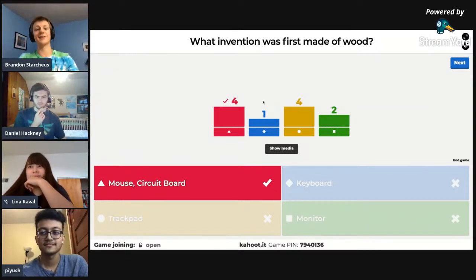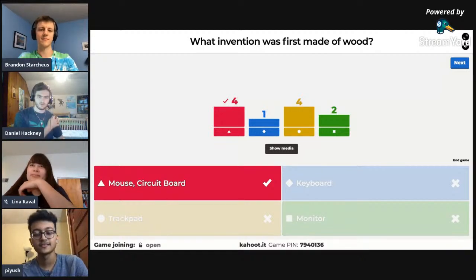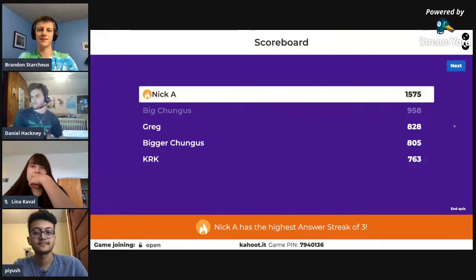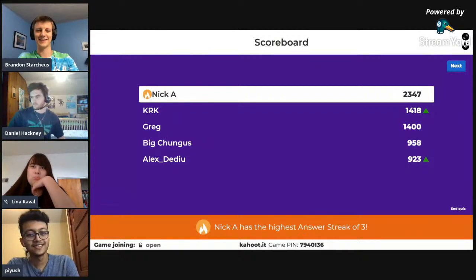So yeah, mouse and circuit board were both originally made of wood. That's very surprising. Actually, the rollers, like the ball underneath the mouse, was apparently a can of some sort, like a deodorant can or something. I don't know. Interesting. Oh man, Nick A is still at the top, and KRK is coming back. All right.